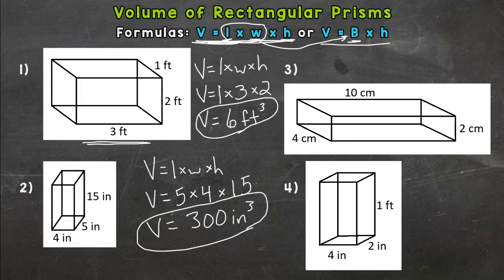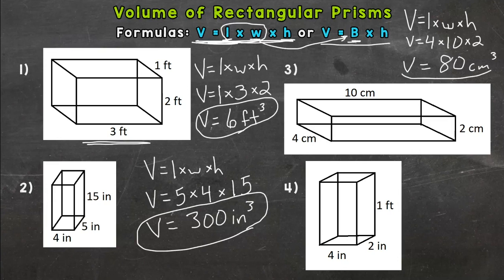All right, let's go to number 3. Volume equals length times width times height. Plug in. Our length going back is 4, our width is 10, and our height is 2 centimeters. So we multiply out. 4 times 10 is 40, times 2, 80 centimeters cubed. Formula, plug in, answer. And then let's go to number 4.